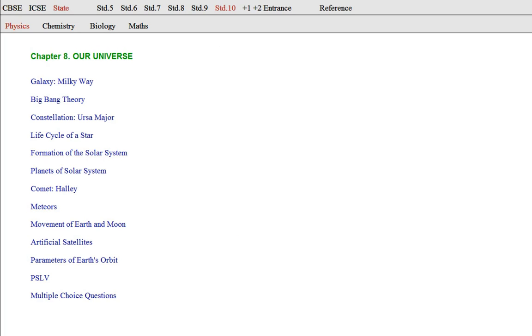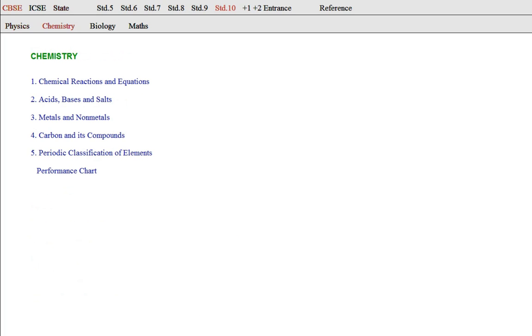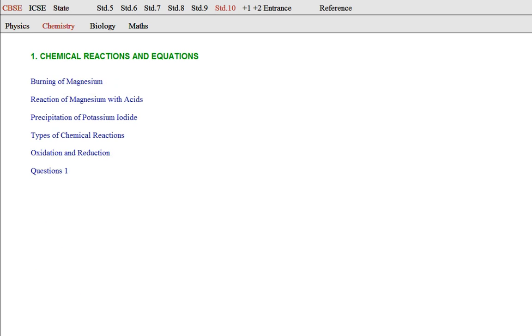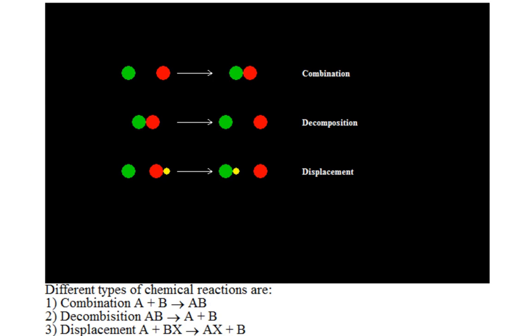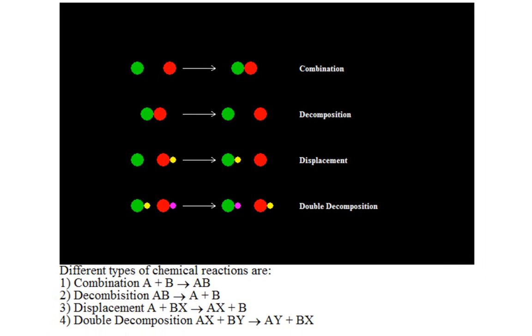Now let's go back to CBSE Chemistry for Standard 10. Chemical reactions and equations. Types of chemical reactions. Combination, decomposition, displacement, double decomposition.